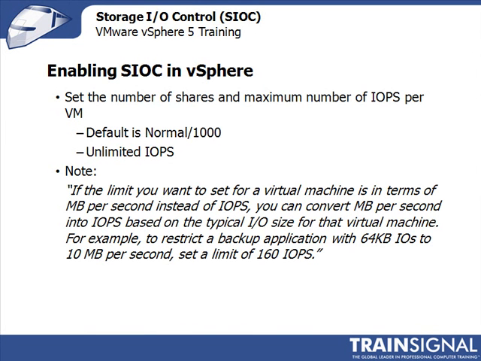So there is a conversion that you need to know about in case you want to restrict the maximum number of megabytes per second for a particular virtual machine, but the vSphere client is only going to allow you to specify the number of IOPS per second. So you can actually do this conversion to convert megabytes per second to IOPS per second if you need to.